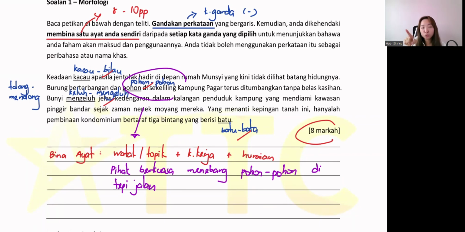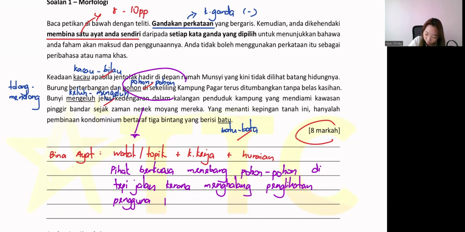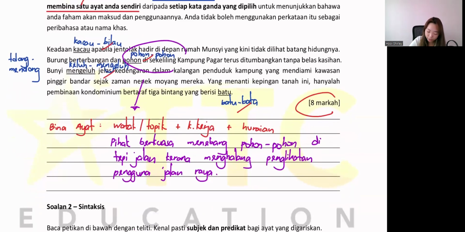But 1, 2, 3, 4, 5, 6, okay, 6, 7 is not more than 8 to 10, isn't it? So how can you make it longer a bit by using kata hubung? What kind of kata hubung? Suka. Supaya, untuk, kerana, agar. Either one. Kerana menghalang penglihatan pengguna jalan raya. So over here, I use kerana to connect.